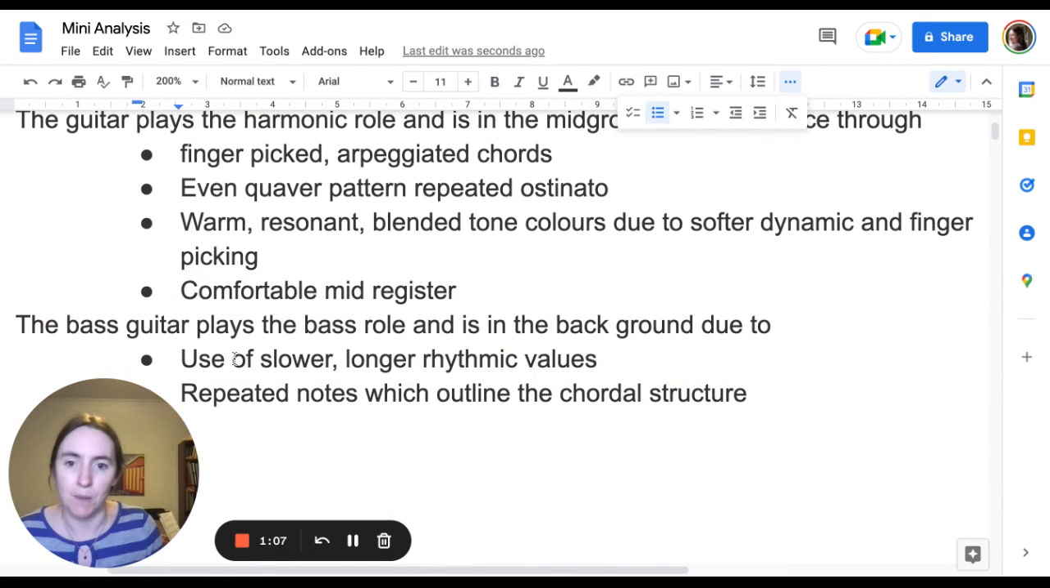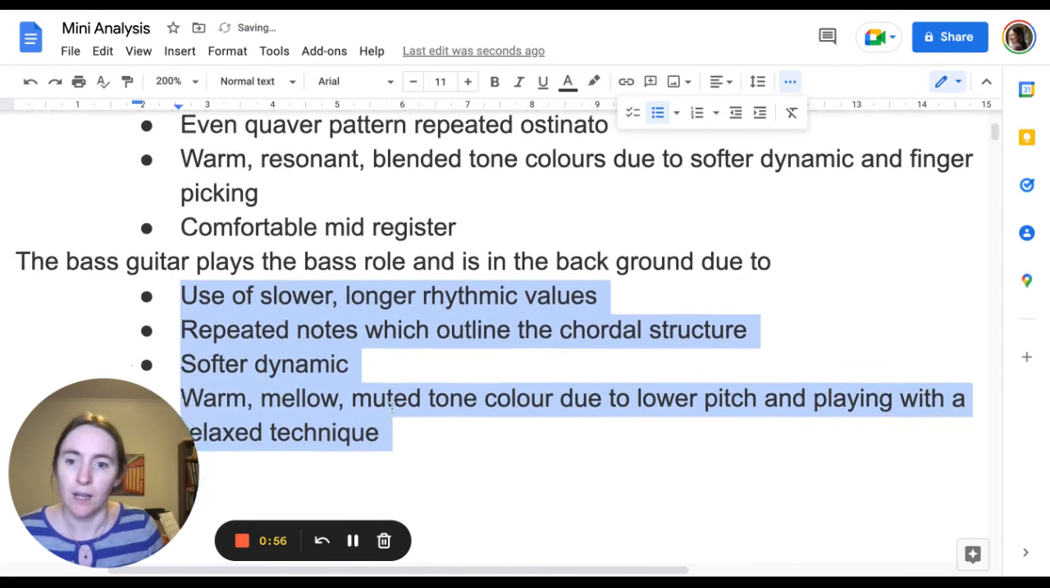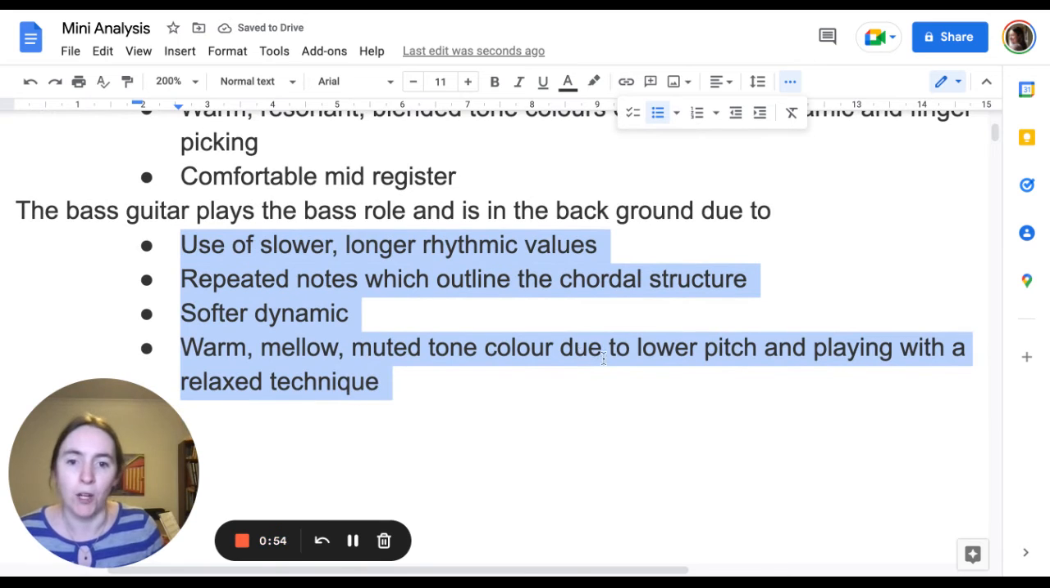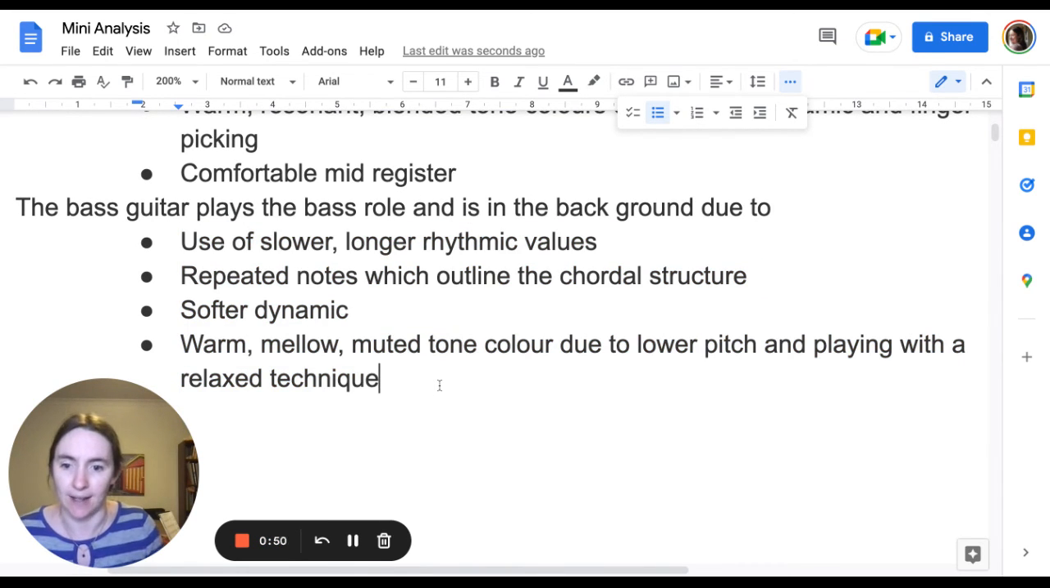Then the bass guitar plays the bass role and is in the background due to use of slower, longer rhythmic values, repeated notes, which outline the chordal structure, softer dynamic, warm, mellow, muted tone colors due to low pitch, and playing with a relaxed technique.